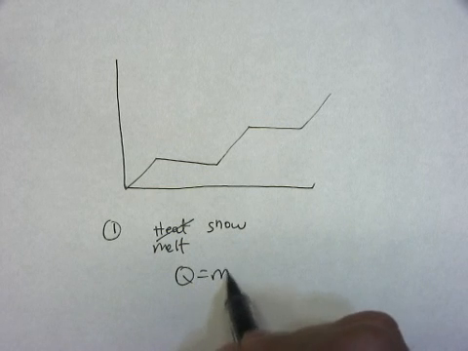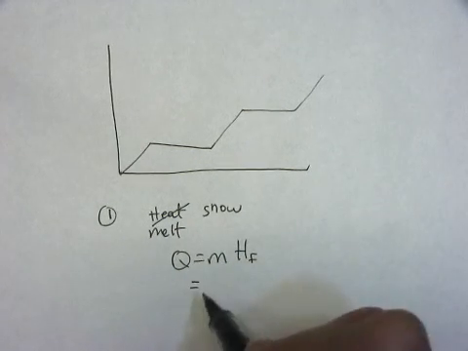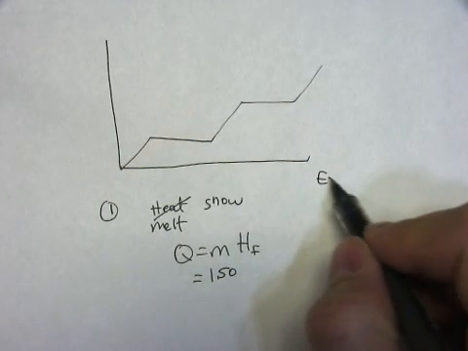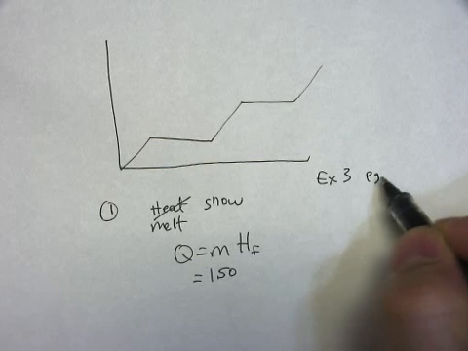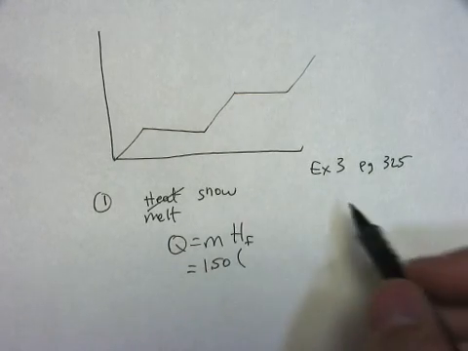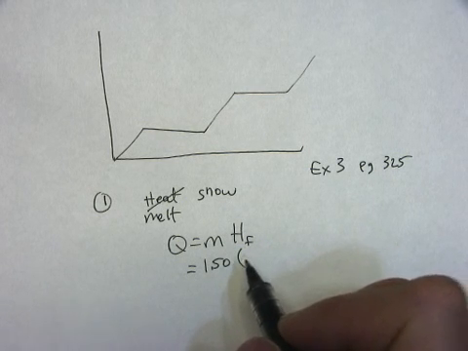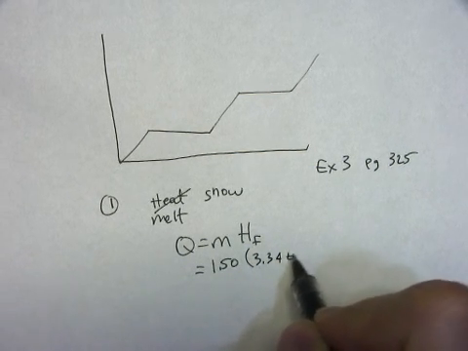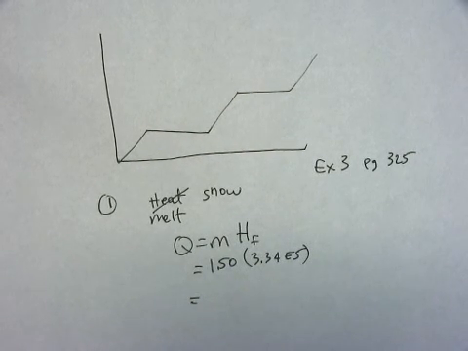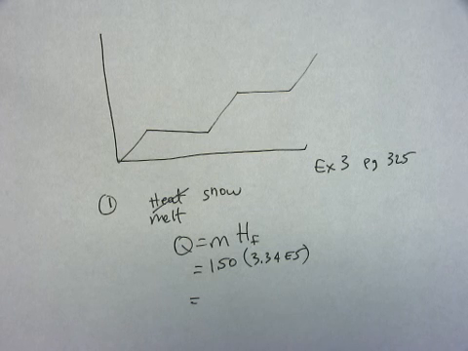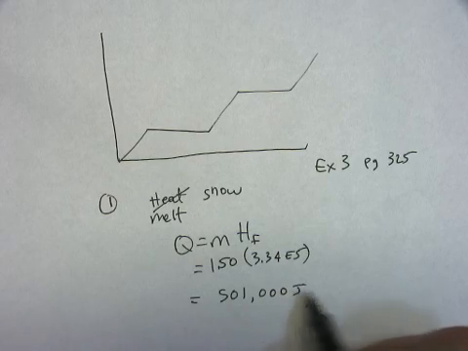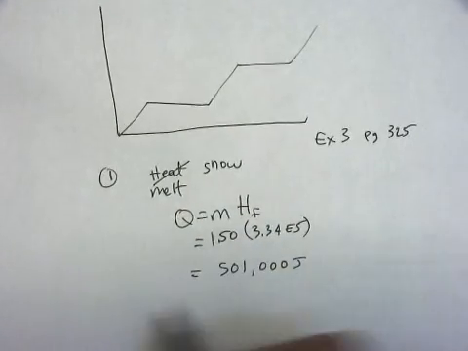So I'm going to go mH_f. The mass of the snow is 1.50. This is example number 3 on page 325. The mass is 1.50, the heat of fusion for snow is 3.34 times 10 to the 5th. So I multiply those two numbers and I get 501,000. That's how much it took to melt the snow.